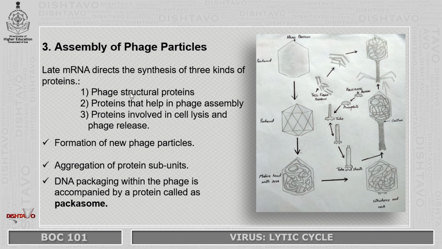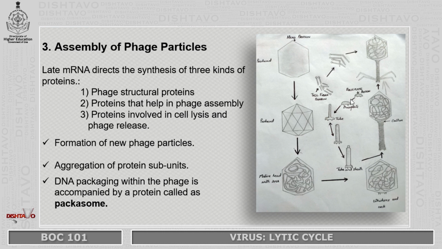Now, from these three proteins, the first two will play a role in this particular sequence, whereas the third one will play a role in the next step. All three proteins will be made simultaneously, but later on they will be utilized in their own fields. Now, how exactly does it happen? If you look at the diagram over here, you have different parts made separately.